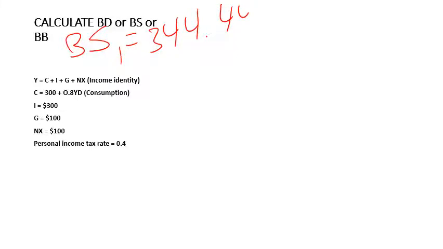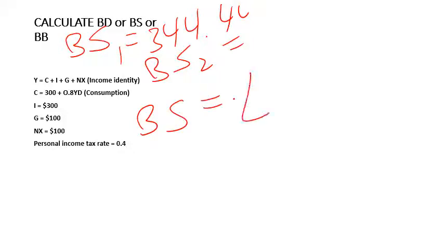$344.44 billion. What we're asked to do is to calculate the second budget surplus. All right, so that's the question. Now let's see. The budget deficit or budget surplus or the balanced budget, in this case the budget surplus, is equal to tax revenues, which we state as T times Y, minus government outlays, which in this case is equal to only government spending of $100 billion.